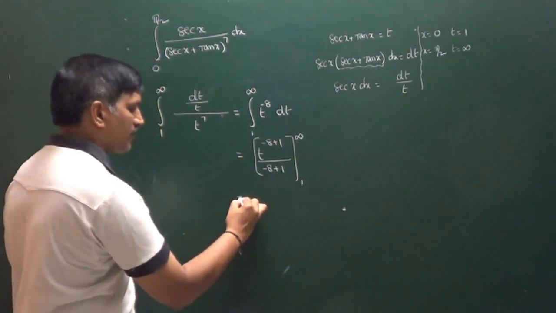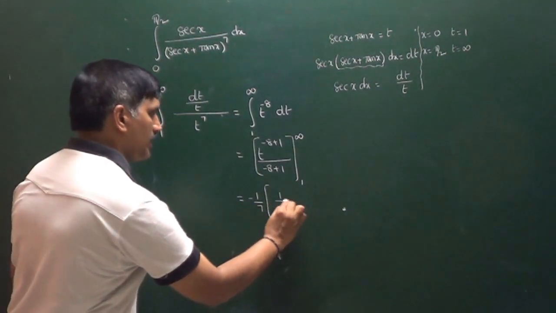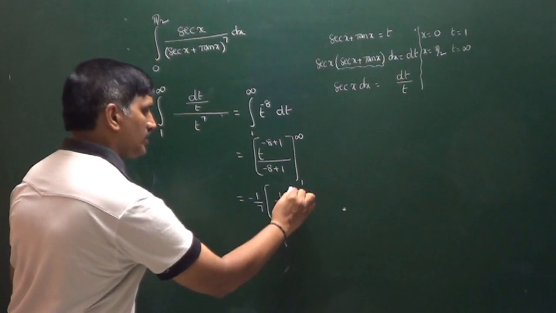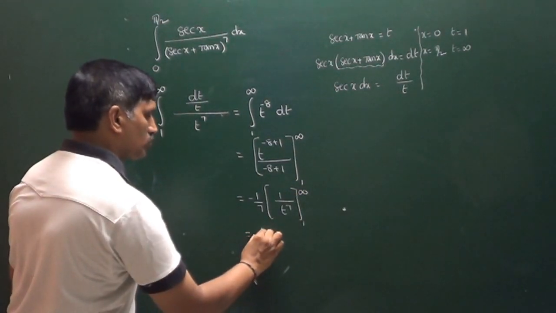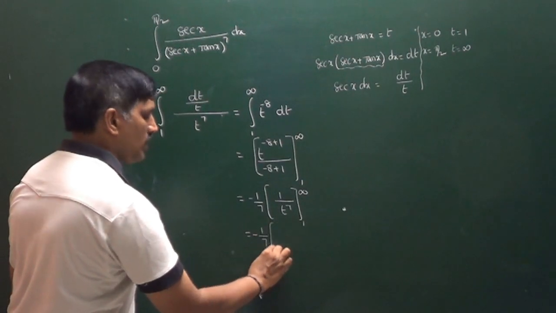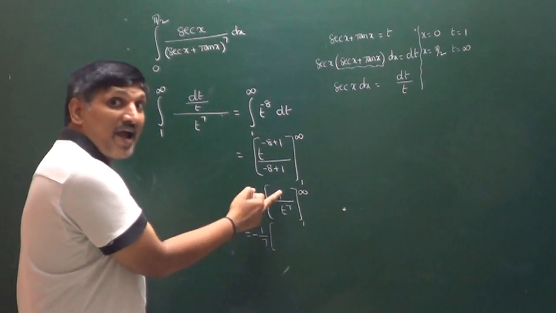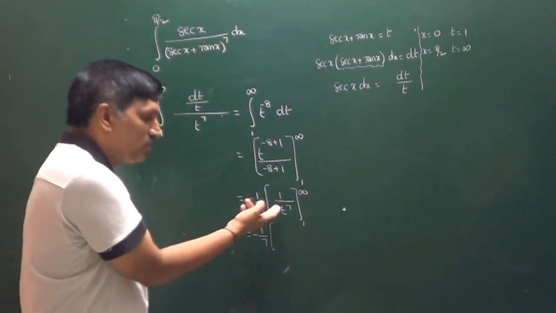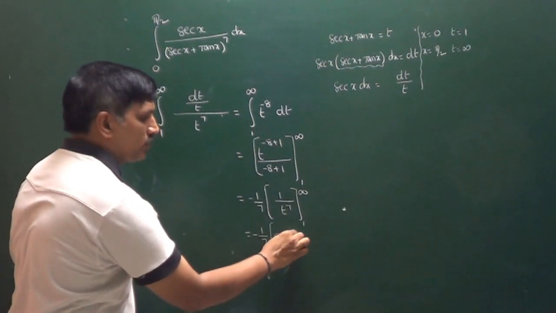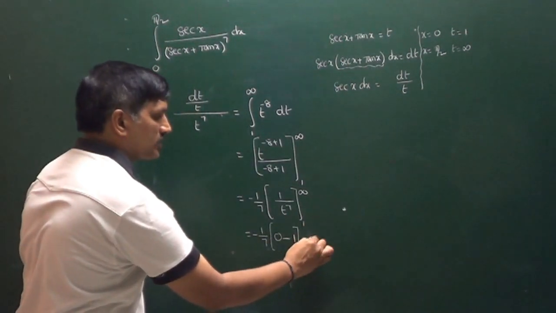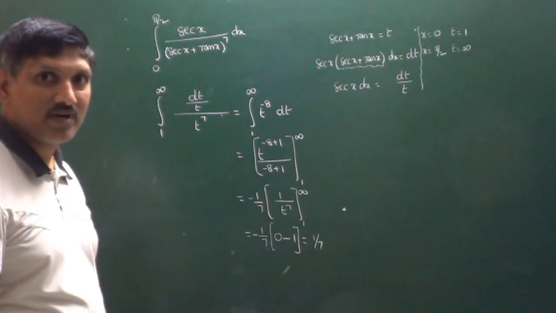So we can write further as minus 1 by 7 into 1 by t power 7, limits from 1 to infinity. That is equal to minus 1 by 7 into, whenever t is tending to infinity, 1 by t power 7 tends to 0. That's why 0 minus the lower limit, if you substitute, you will get 1. So we are getting the answer as 1 by 7. The answer is 1 by 7.